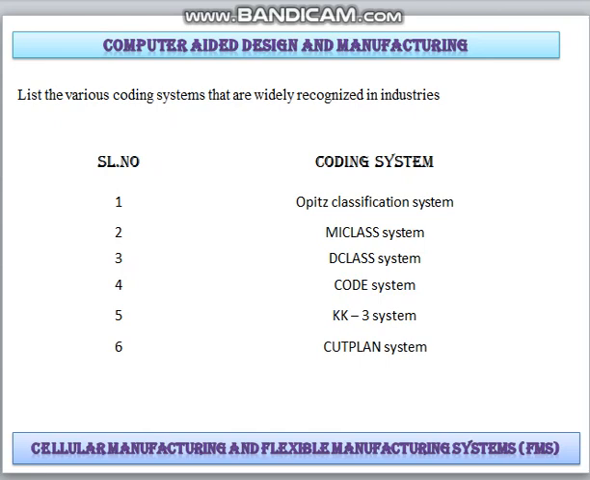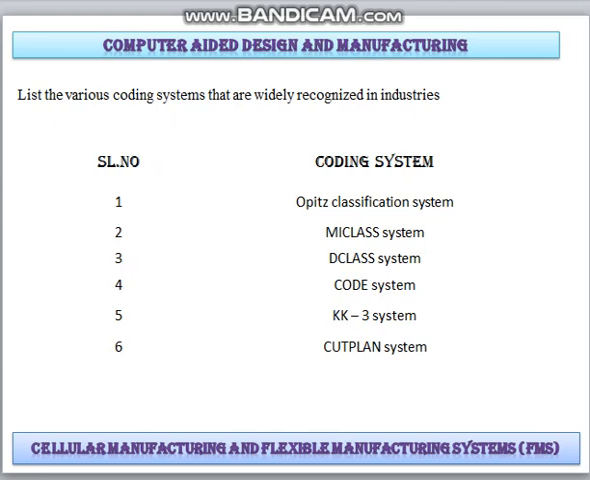This is the first published classification and coding scheme used for mechanical parts. This coding system uses alphanumerical symbols for representing various attributes of parts. It follows a digit sequence where the first 5 digits, that is 1, 2, 3, 4, 5, are known as the supplementary code. It is used for major attributes of parts.